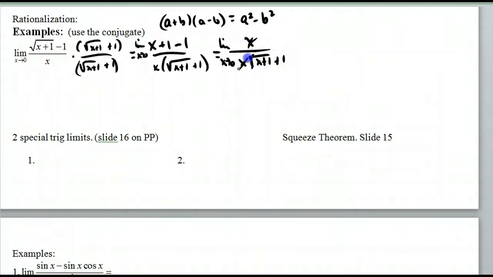The idea here is that I could cancel the x's now. So I'm left with this. Now I can do a direct substitution, so I end up with 1/2. So really, it's multiplying by the conjugate to get rid of the square root, and then a lot of times what happens is that you can end up canceling. So here you cancel out, and that gets rid of the 0 over 0 situation. Then you just plug in 0, and then you get 1/2.